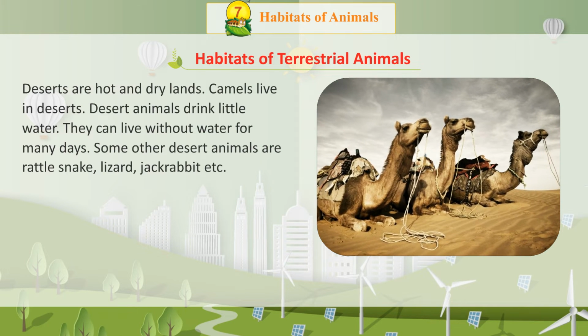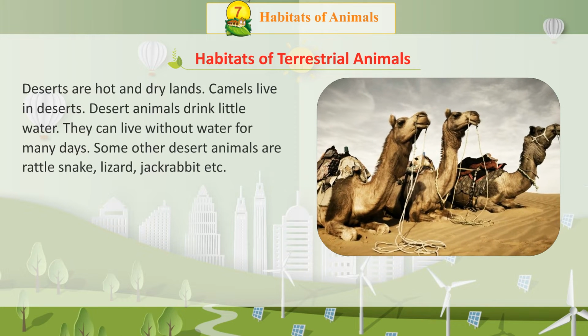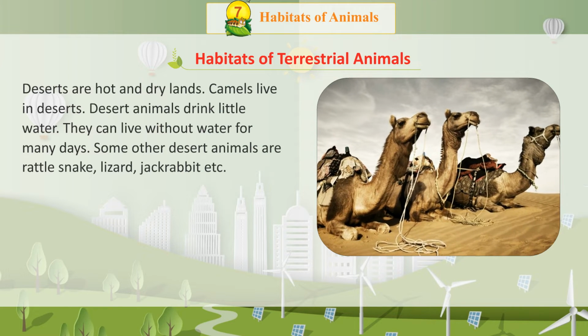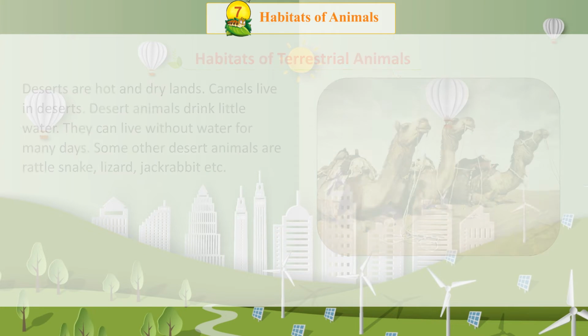Deserts are hot and dry lands. Camels live in deserts. Desert animals drink little water. They can live without water for many days. Some other desert animals are rattlesnake, lizard, jackrabbit, etc.